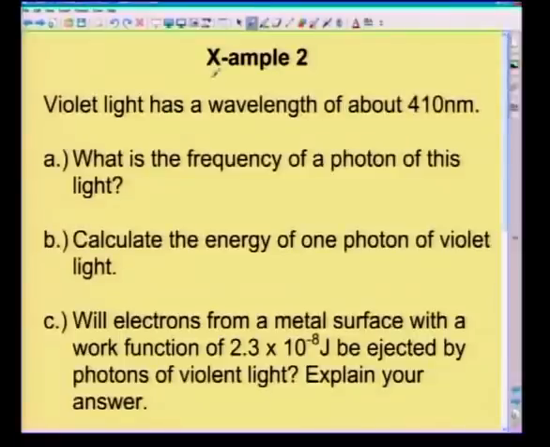Right, let's look at example 2. Violet light has a wavelength of about 410 nanometers.